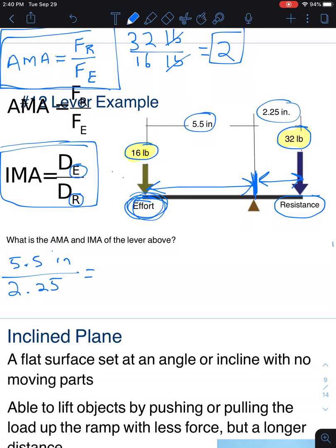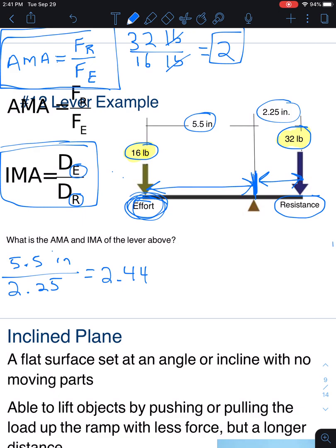So you take your calculator and you divide 5.5 by 2.25, and you get 2.44.